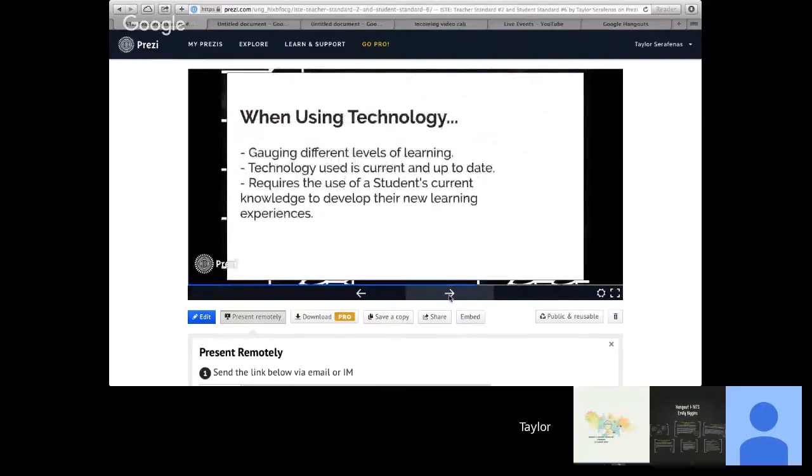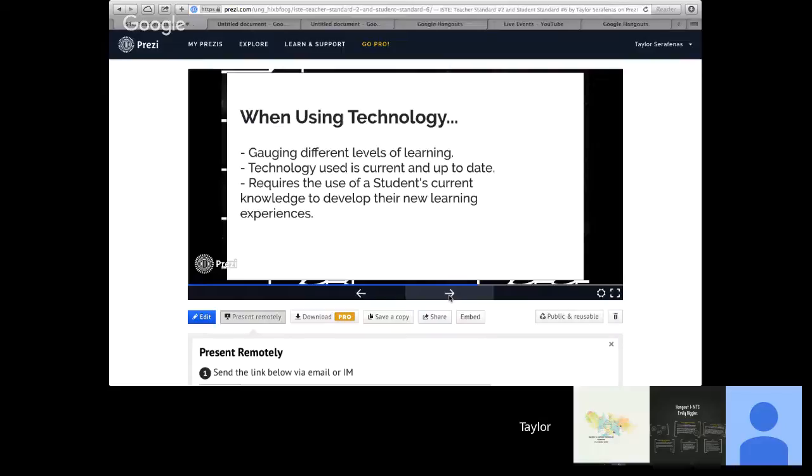Three main things that I thought were really important when looking through all the technology standards were being able to gauge different levels of learning, using technology that's current and up to date, and technology that requires the student's current knowledge to develop new learning experiences. I think that all of these really just go hand in hand, because as a teacher, you're supposed to gauge students' learning just in every subject.